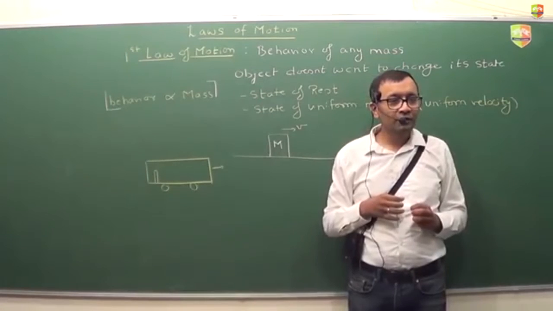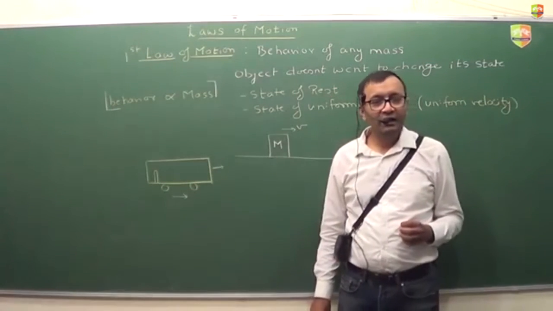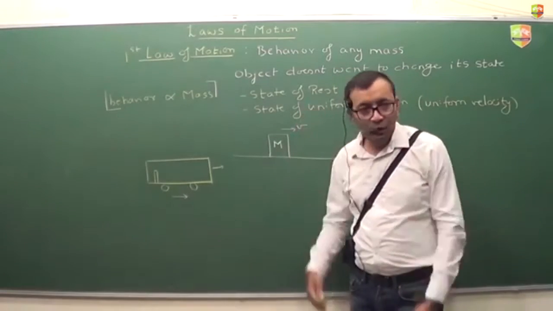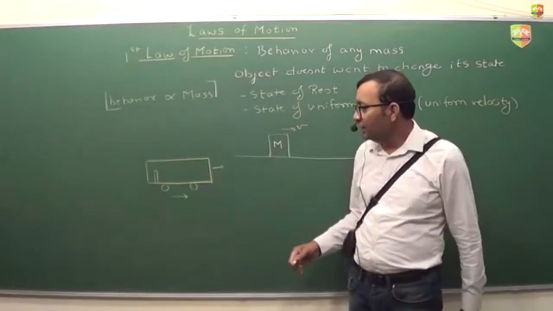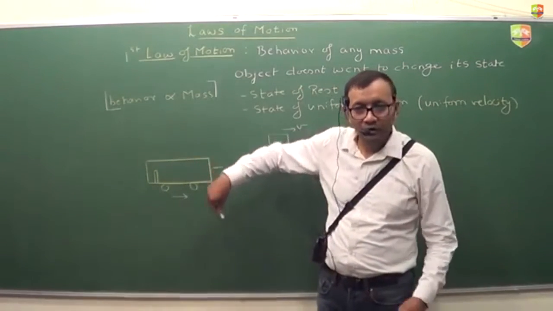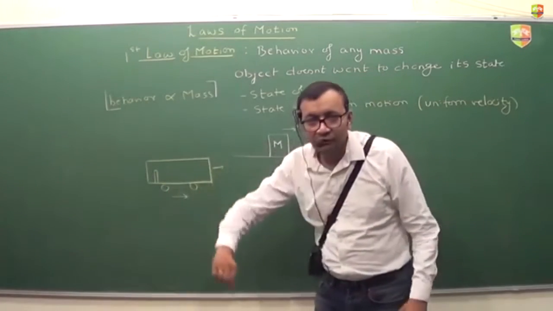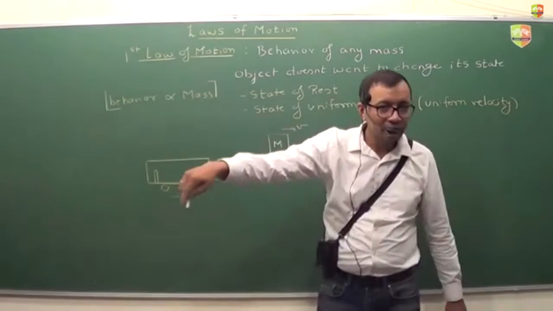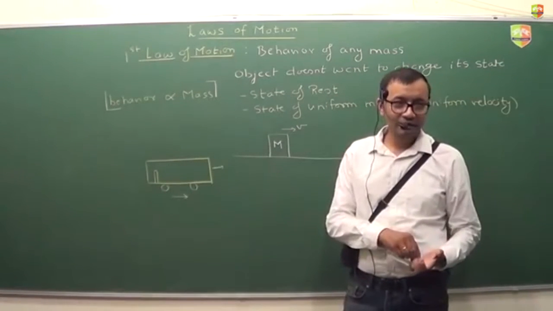So if you don't want to fall, what should you do? You should keep running in this direction only. What will happen then is that your upper body and lower body are both moving with the same velocity. So you should run with the velocity of the bus only for a couple of seconds. But if you run with more than the velocity of the bus, you'll fall backwards. So you should calculate first and then jump.